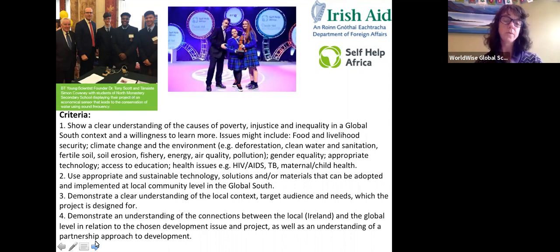We have lots of examples, like North Monastery Secondary School, who looked at an economical sensor that leads to the conservation of water using sound frequency. So again, looking at things like limited access to water, what are the solutions to that? There have been so many really good agricultural projects as well. For instance, if there's an area where there's very little water, what can we do to purify water? So, lots of examples, but really demonstrating an understanding of the connections between local and global development projects as well.